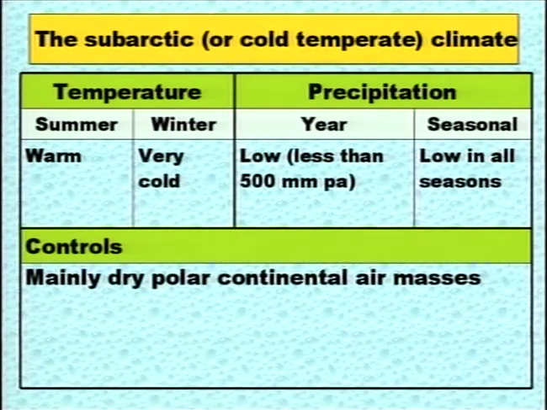The main controls that also have to be mentioned about this type of climate is the fact that the air is mainly dry polar continental air masses, which influence the precipitation and also temperature in that area. Okay, I'll give you at least 5 minutes then to make note of the summary for the subarctic climate.